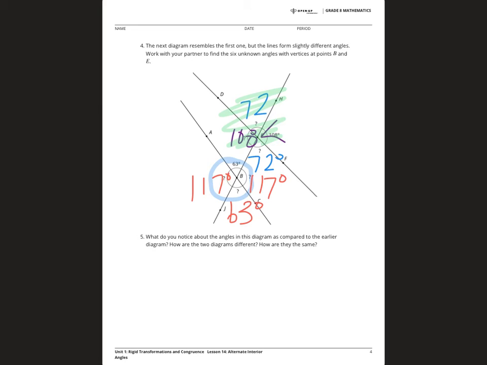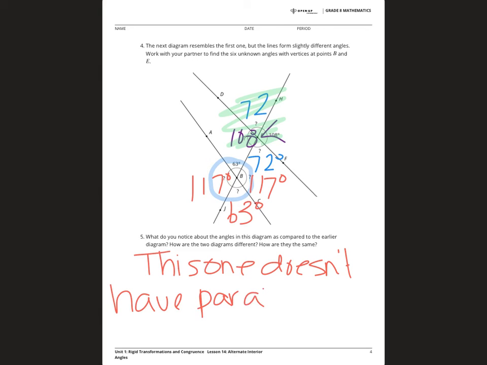It says, what do you notice about this diagram as compared to the earlier diagram? How are the two different? How are they the same? So I think that what we should have noticed was this diagram doesn't have parallel lines. You can only do the alternate interior and exterior if you have parallel lines, okay?